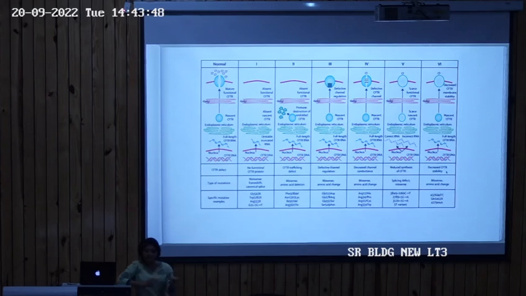Number 3, the gene is there, the protein is there, everything is normal, but the channel itself is not working properly. Okay. Number 4 is that everything is present, the channel is also there, everything is working, but the channel is unable to throw out as much chloride as it is required to. So the channel conductance is low.